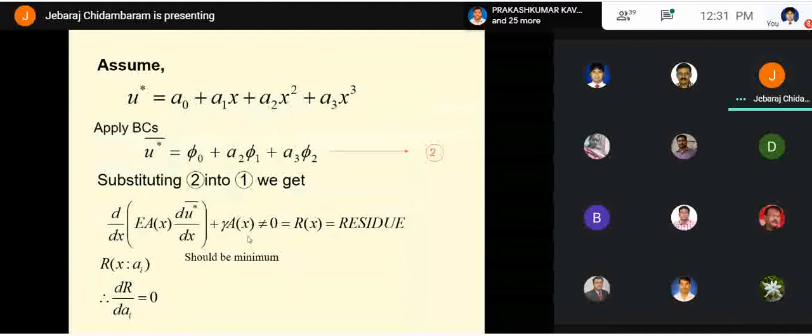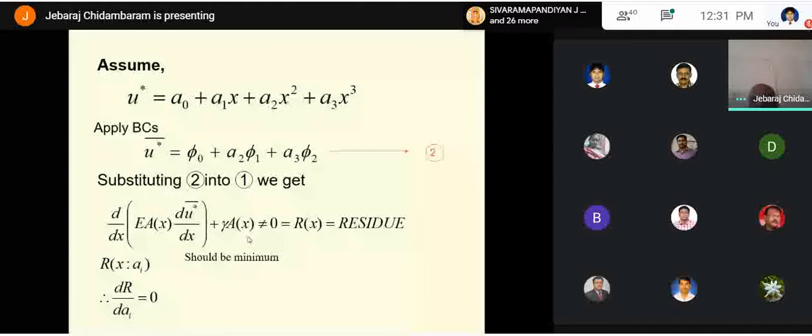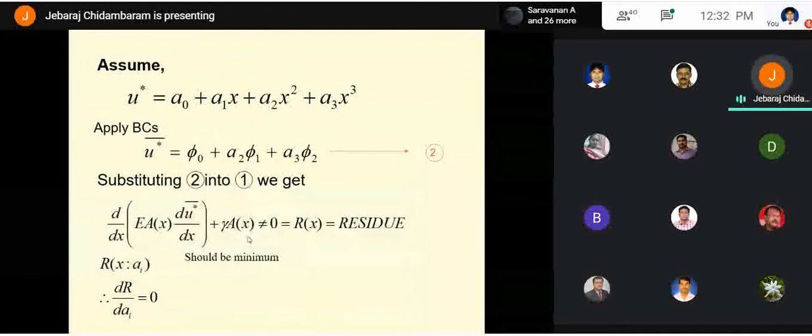All right? Now, if you substitute that u bar star into your equation, what is happening? The residue equation is now a function of a2 and a3, because u bar star contains a2 and a3. All right? So your residue is a function of the ai.